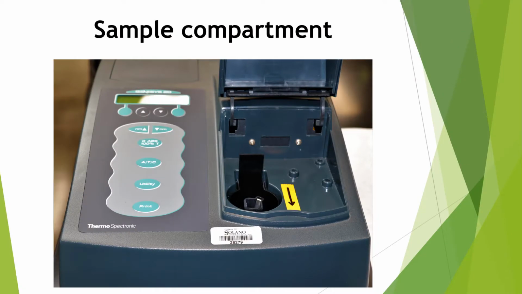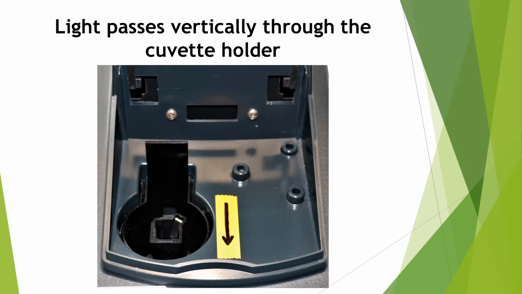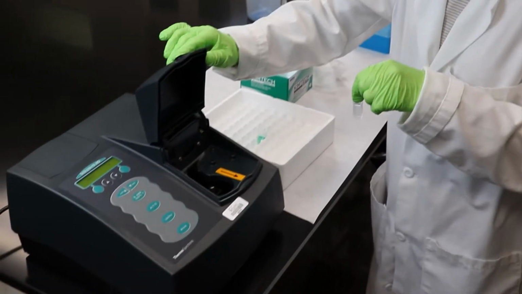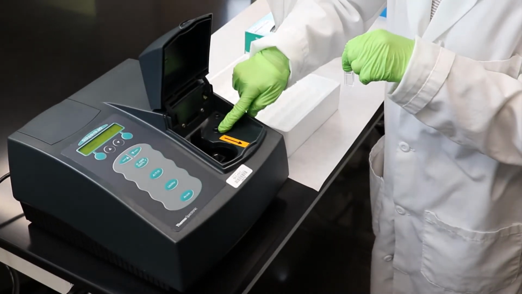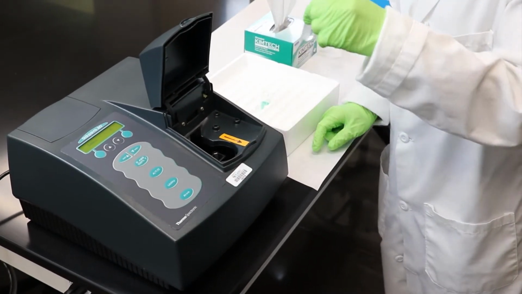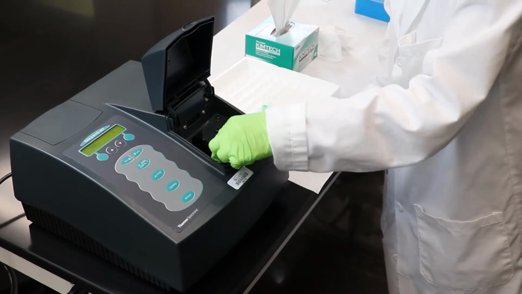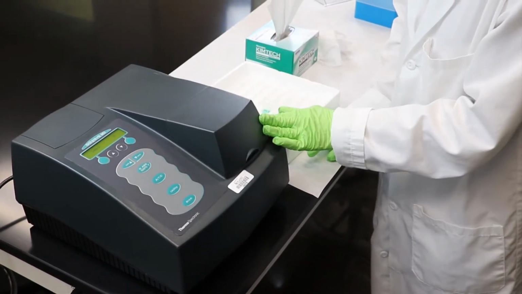Open the sample compartment door. Notice how light passes vertically through the cuvette holder. Insert the cuvette into the cuvette holder. Ensure the transparent sides of the cuvette are facing forward, allowing light to pass through. Close the sample compartment door.